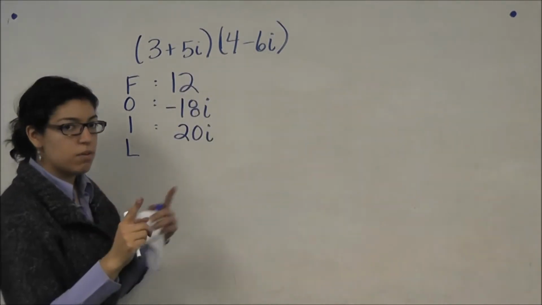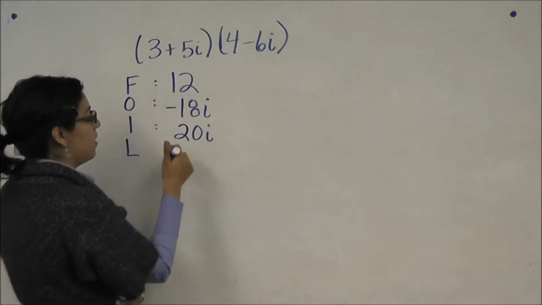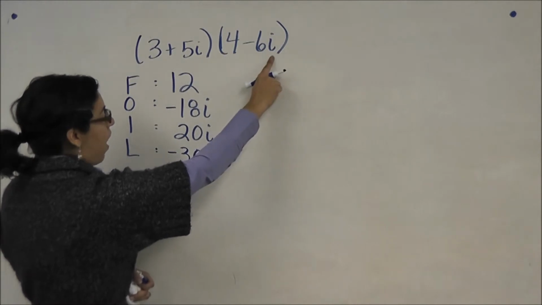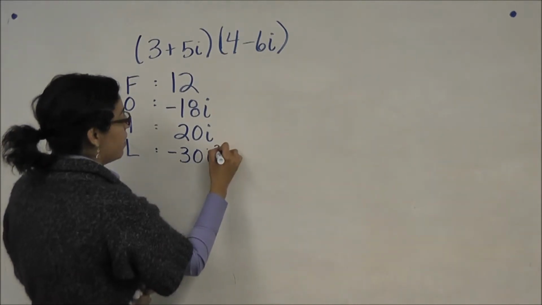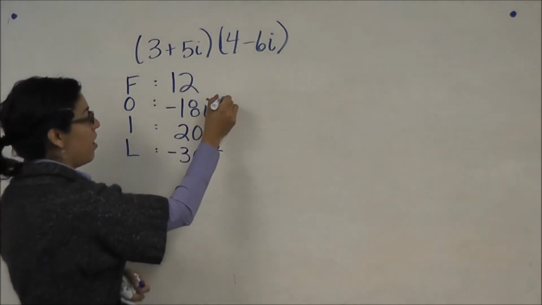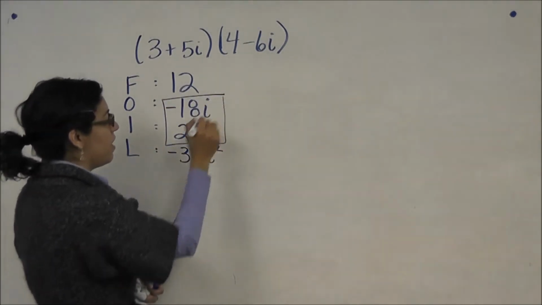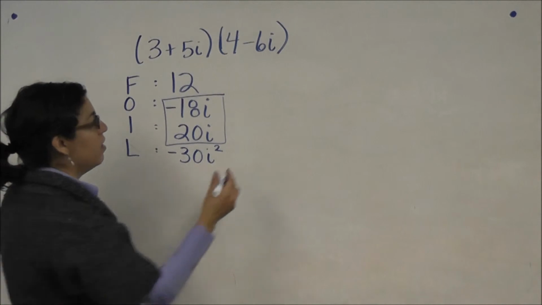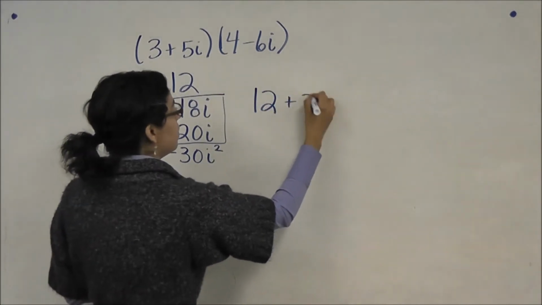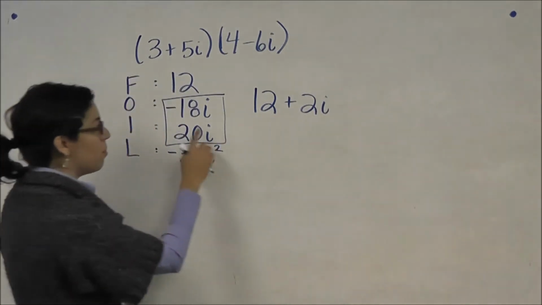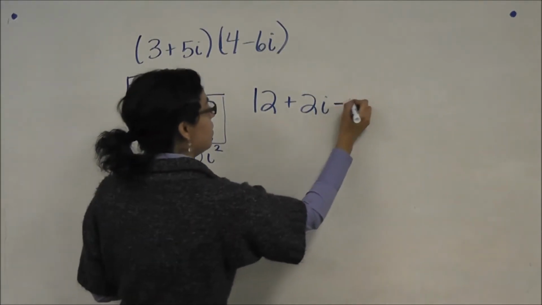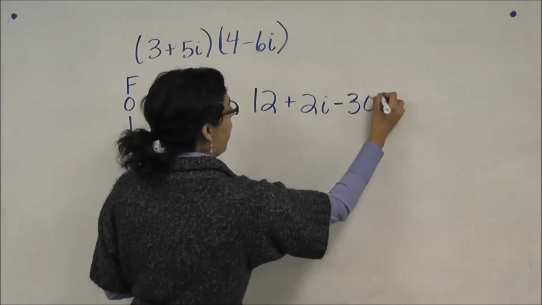I like to do the numbers first. 5 times -6 is -30. i times i is i squared. So we're going to see if there are any like terms that we can combine here, and we can combine the -18i and the 20i together. So we now have 12 plus 2i, that came from my -18i plus my 20i, and then minus 30i squared.